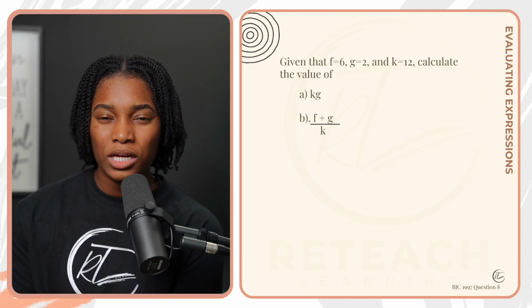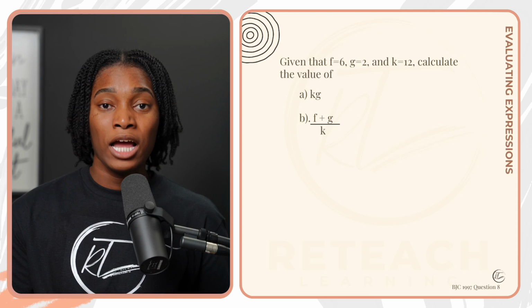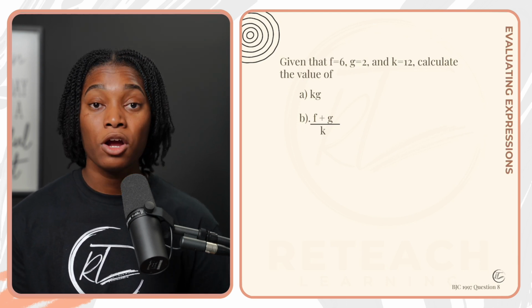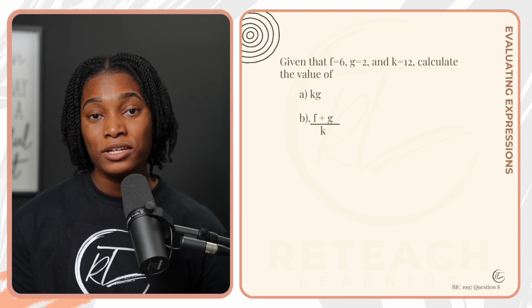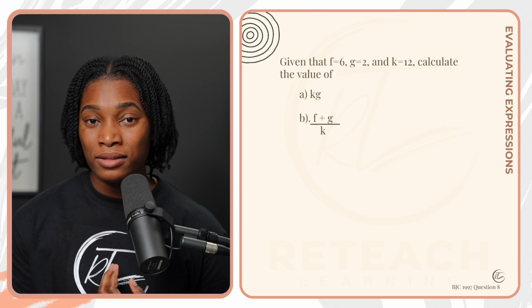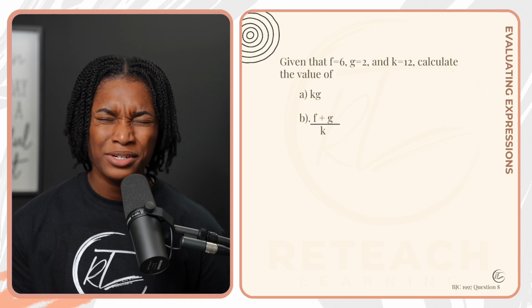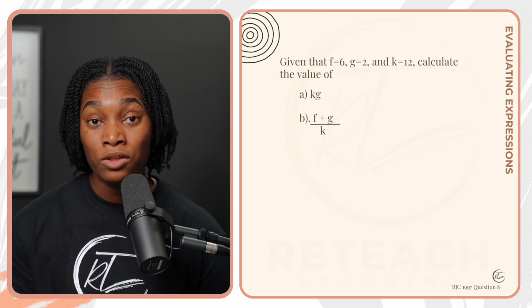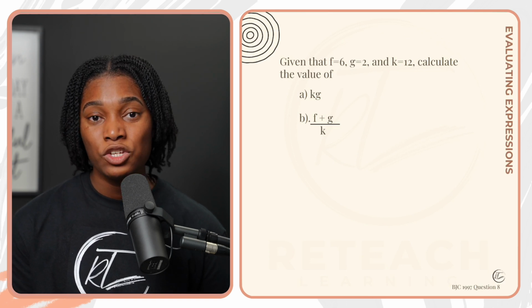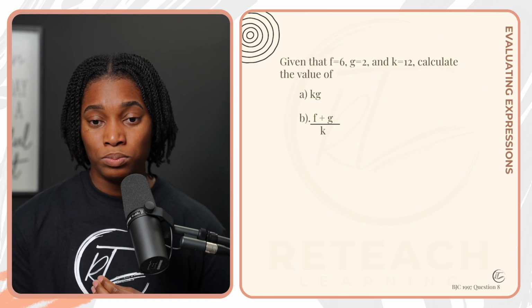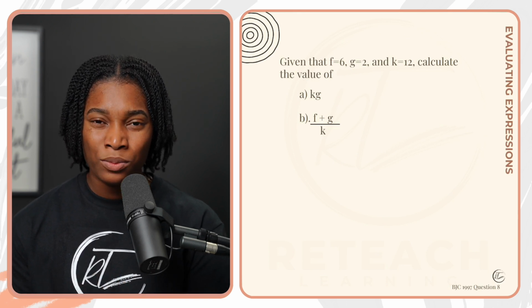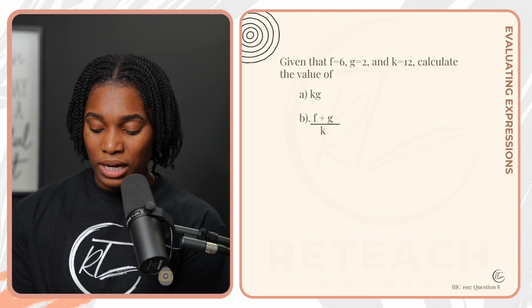Now, let me explain what they're saying to you. Remember, all of these letters, F, G, and K, are variables. One of the definitions that I mentioned about a variable is that variables are letters, but they represent numbers. They can change. In other words, we can decide that F can be any number. And what we're expecting you to do is, if I substitute F for the number you're given, what value do I get back? So let's look at part A for a second.